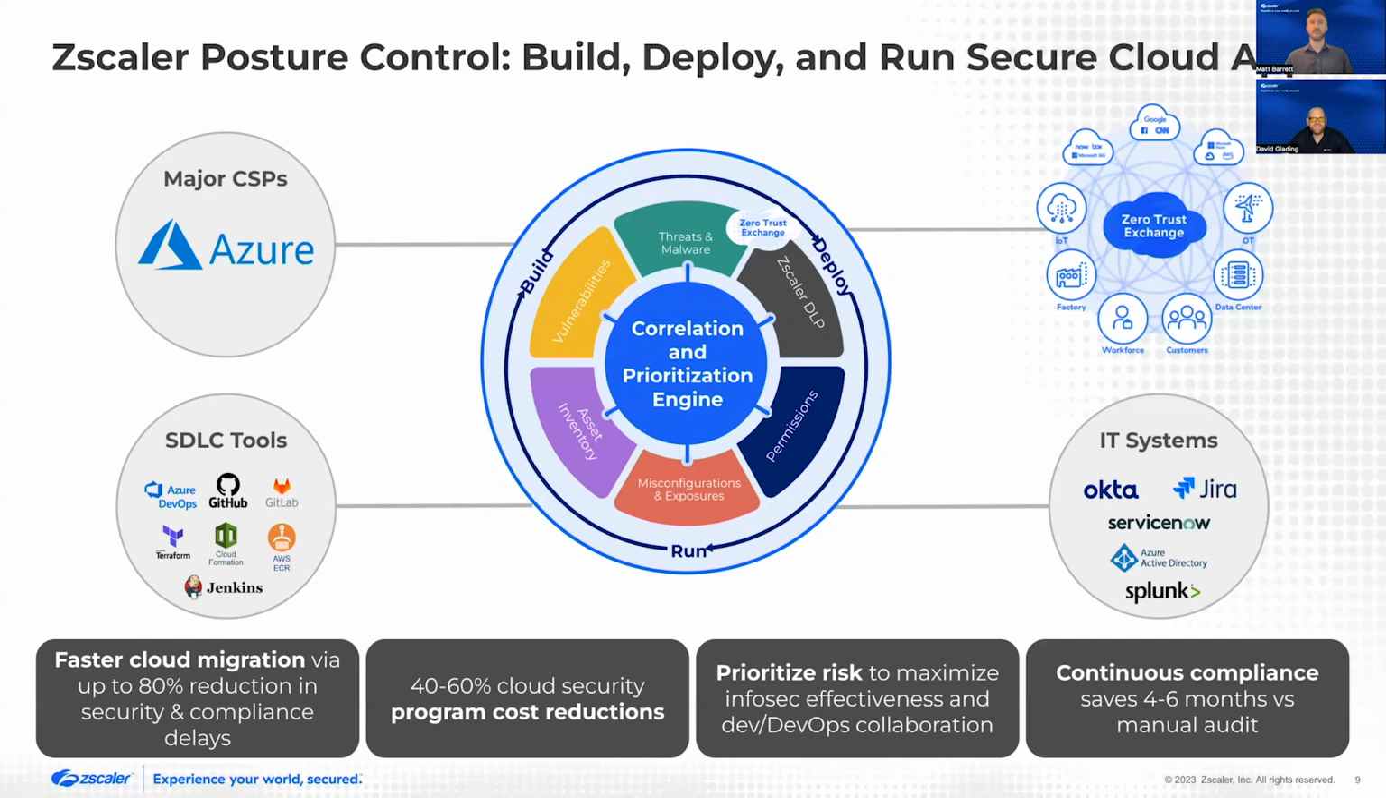Posture Control has native integrations with major CSPs such as Azure. It is also integrated into a broad range of individual development environments, source code management systems like GitHub and Azure Repos, and a wide range of CI/CD pipeline tools such as Azure Pipelines, ensuring that even if you have different teams using different tools, the same unified policies can be applied in your environment from build to run.